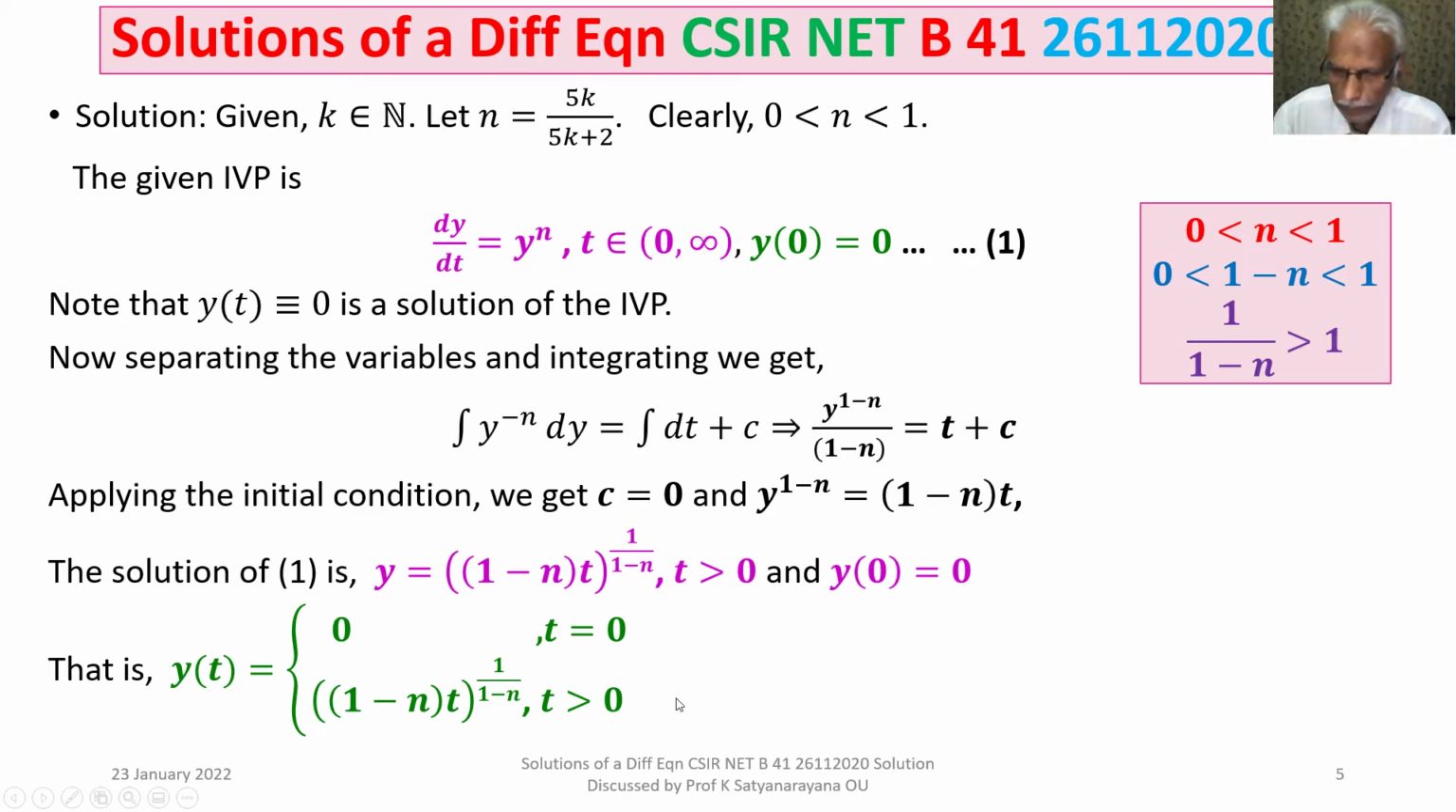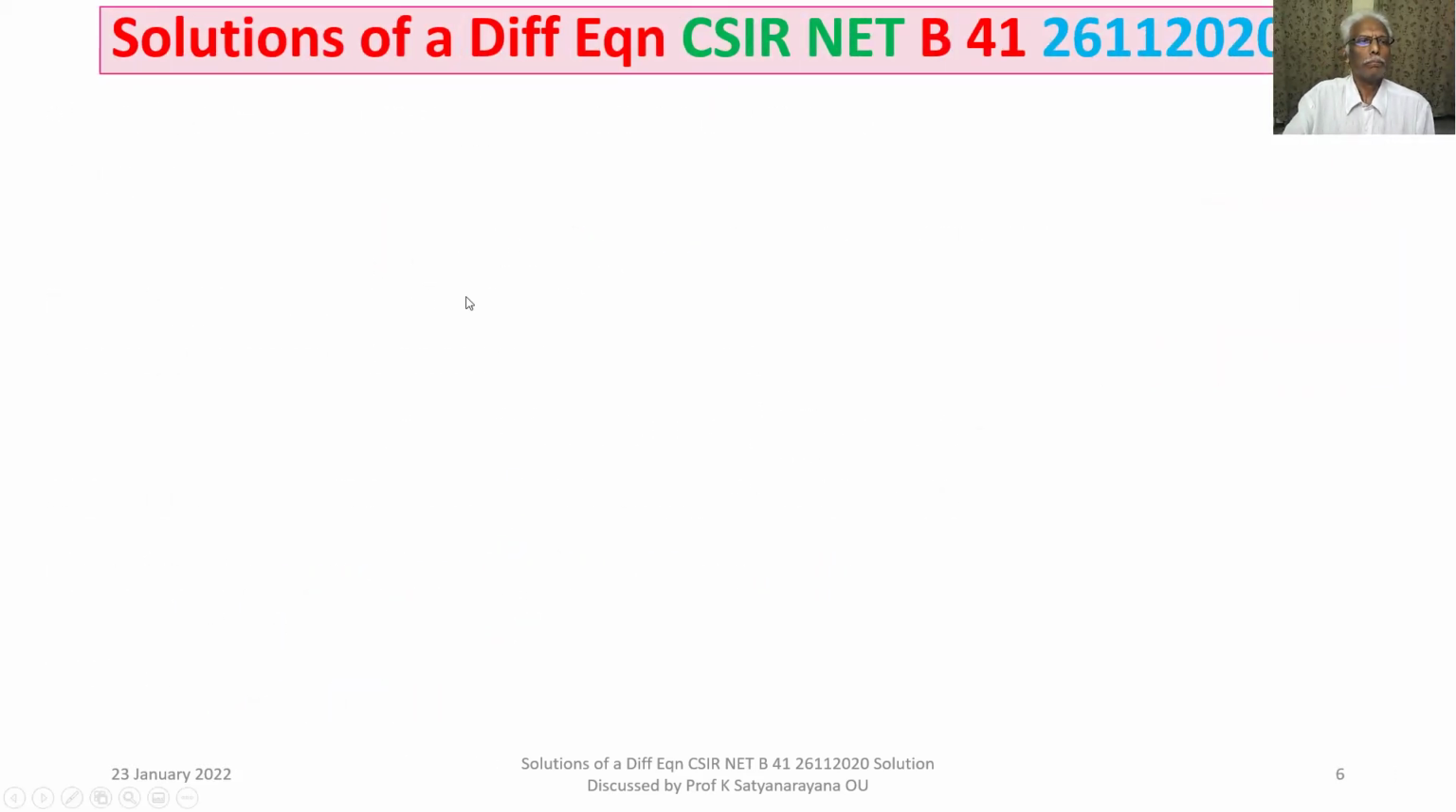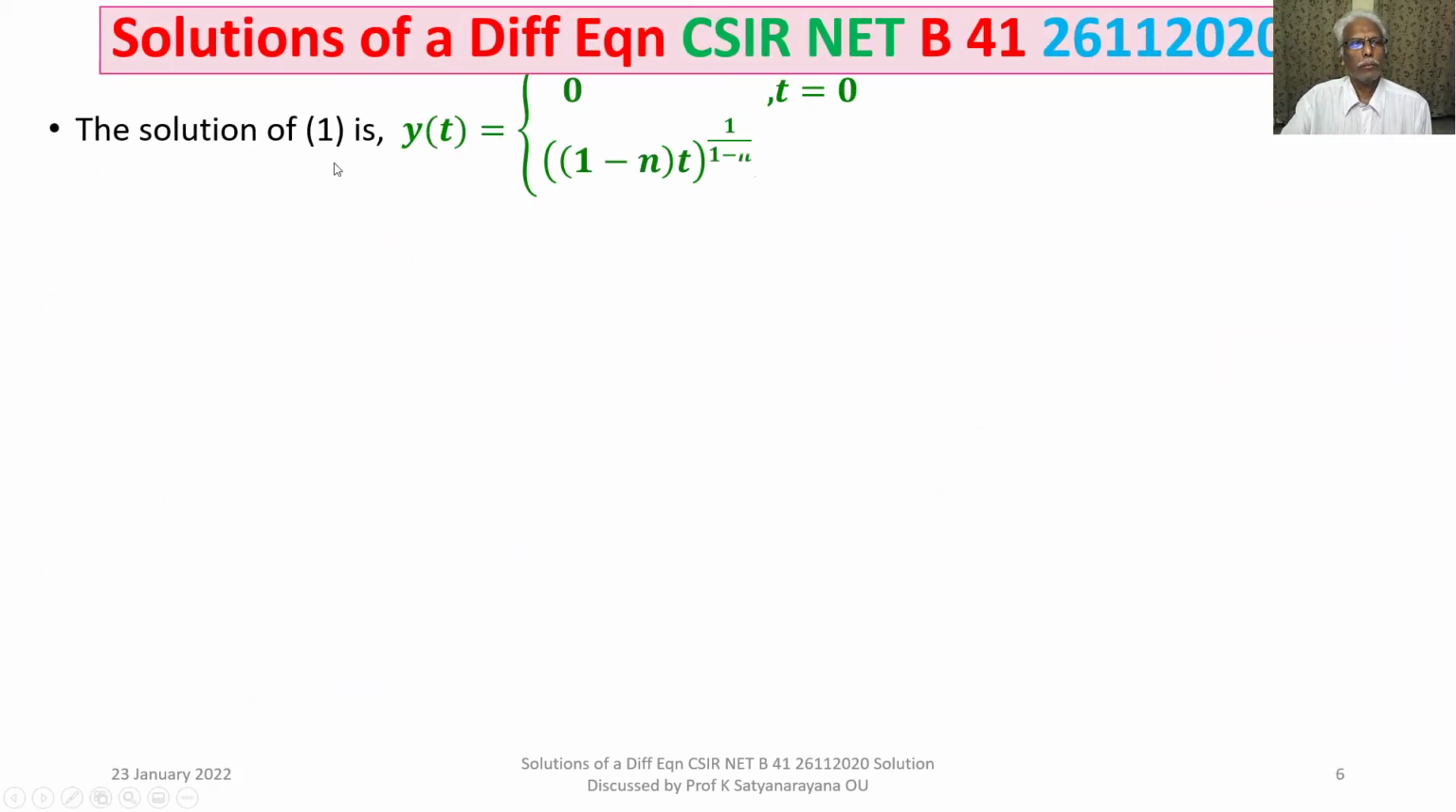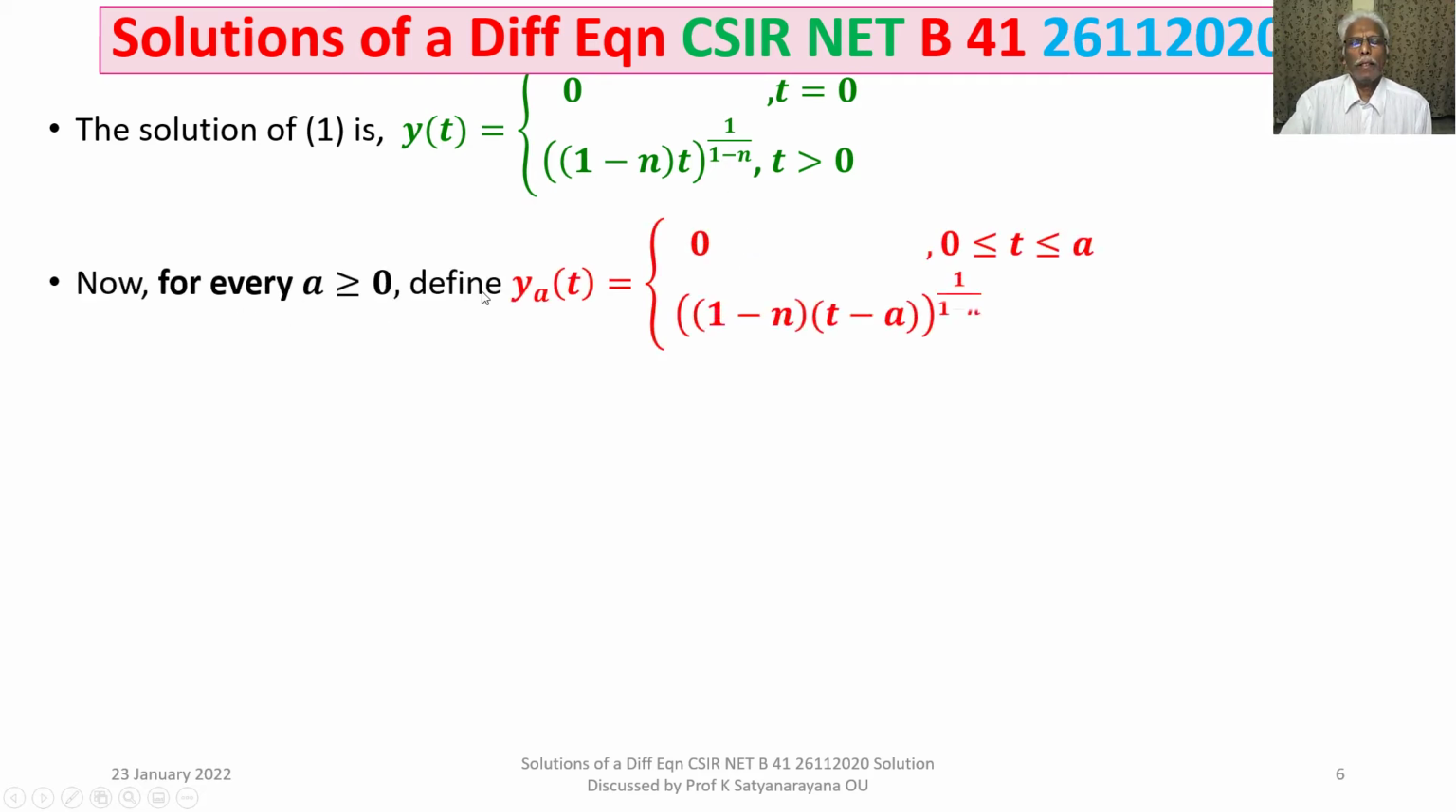Let's move to the next slide. Now, the solution of 1, y of t, is written like this, which we have already seen. Now, define y suffix a of t for every a greater than or equal to 0 as 0 when 0 less than or equal to t less than or equal to a, and when t greater than a, 1 minus n into t minus a whole power 1 by 1 minus n.